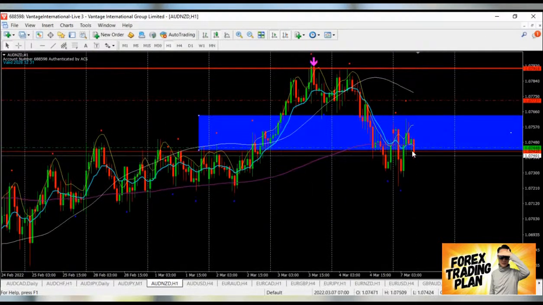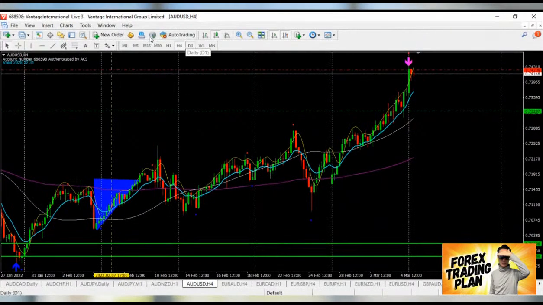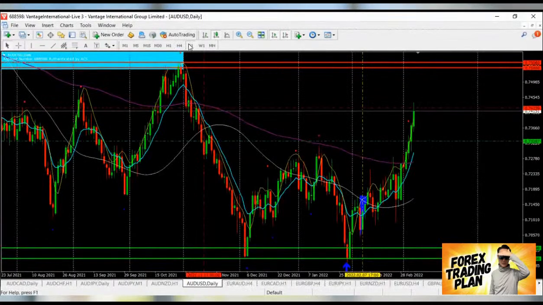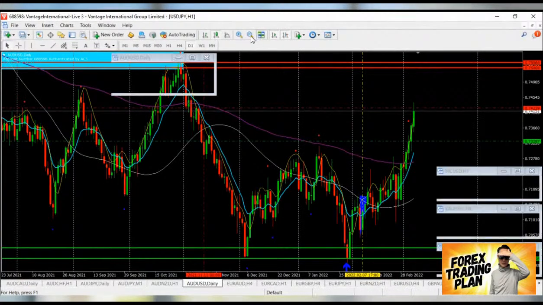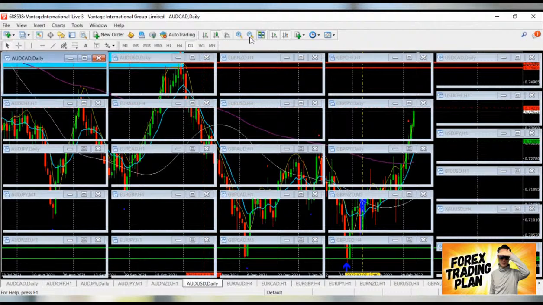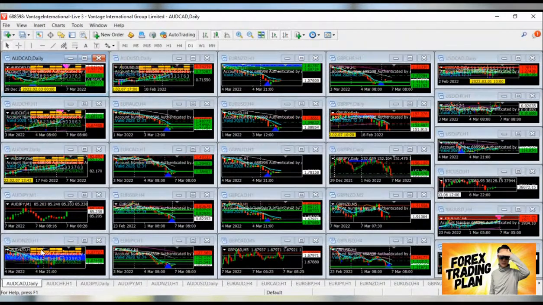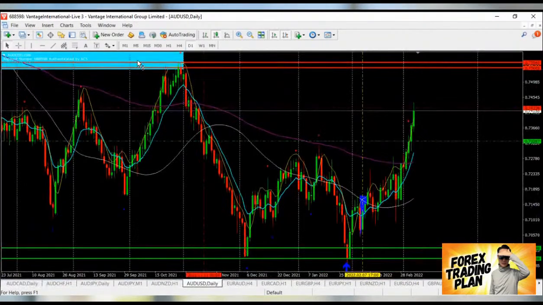Okay, just pay attention to this H1. Okay, so let's move again to Aussie dollar. Aussie dollar over here. Oh, I'm so sorry. Okay, Aussie dollar over here.